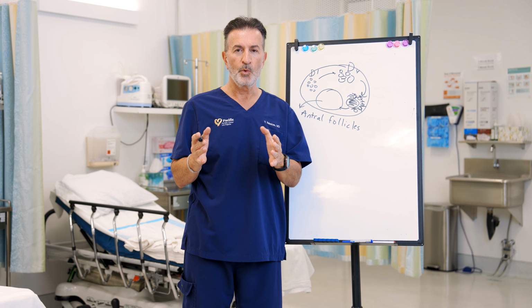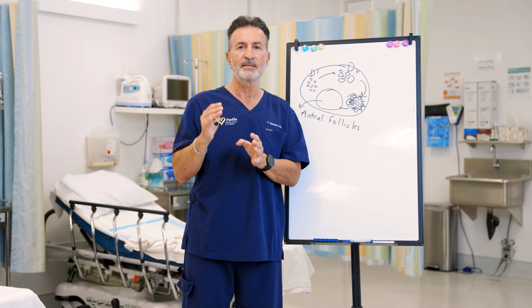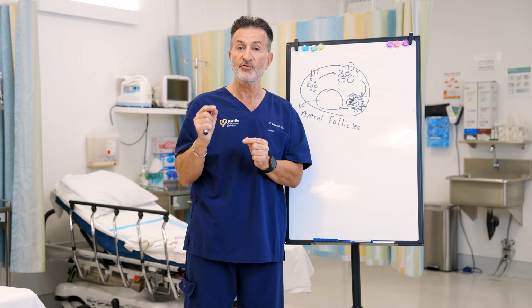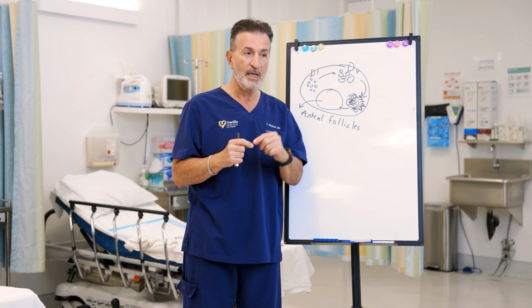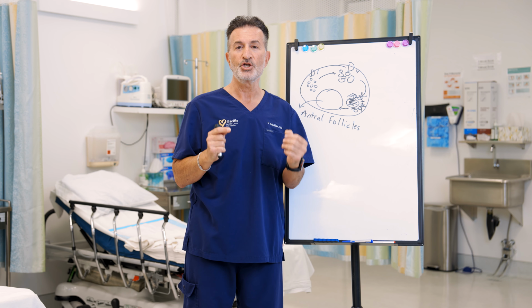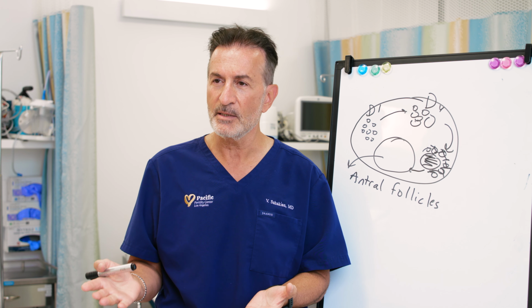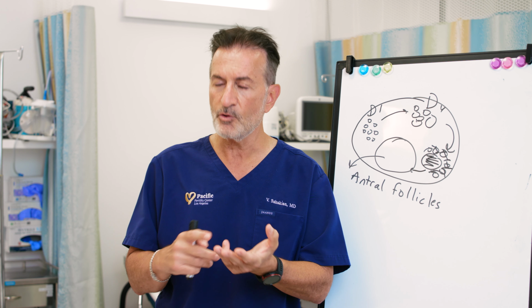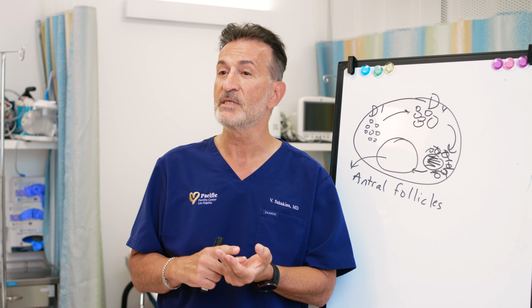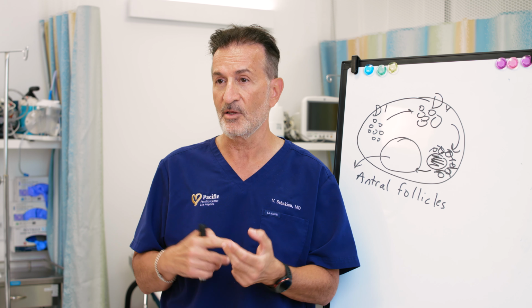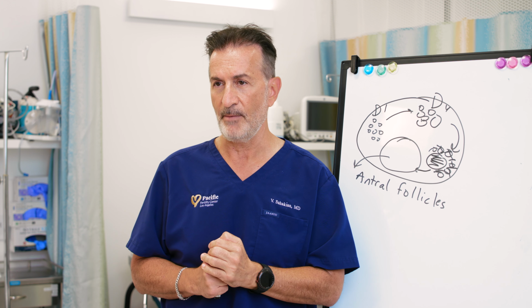That's the bad news. One of the good news is that a normal egg at 43 is as normal as a normal egg at 18. It's just you have less of them. That's why it's harder to get pregnant as you get older, because not only are you losing eggs, you're losing good, normal eggs that are capable of becoming babies.